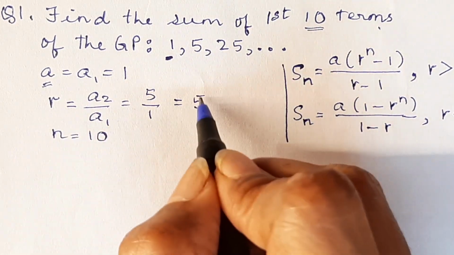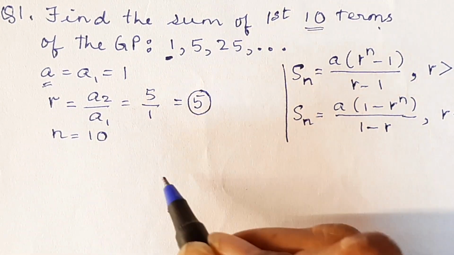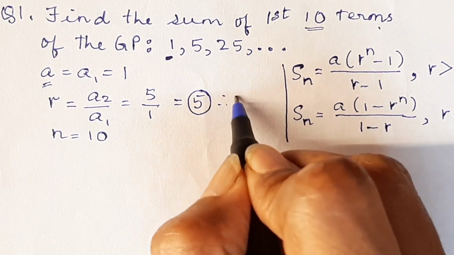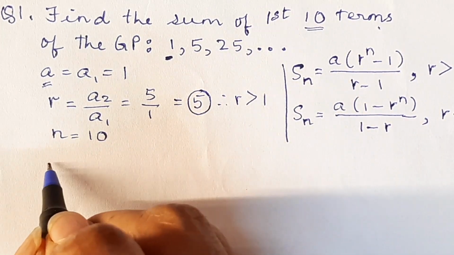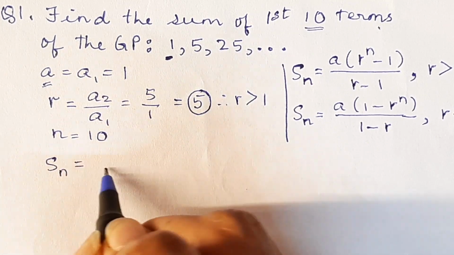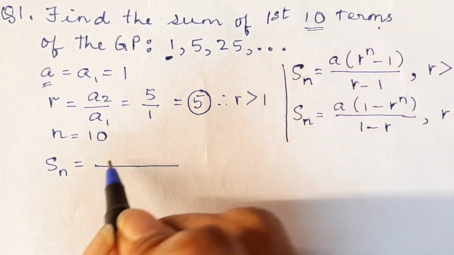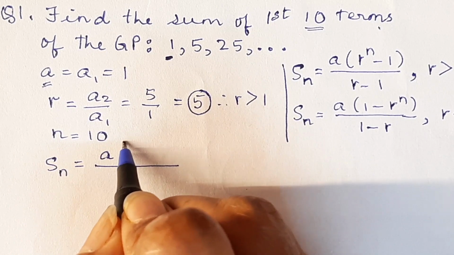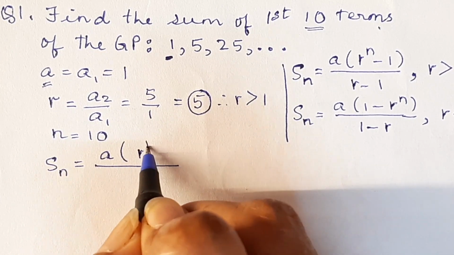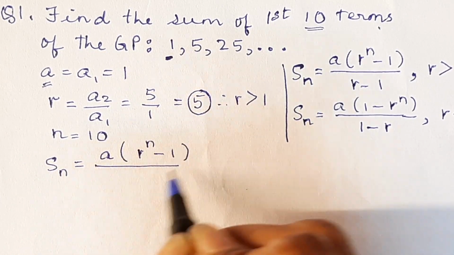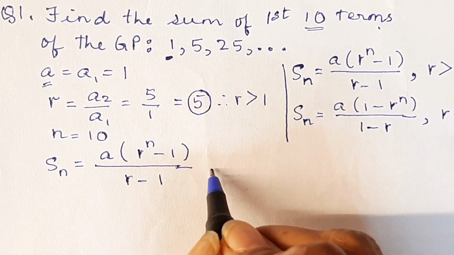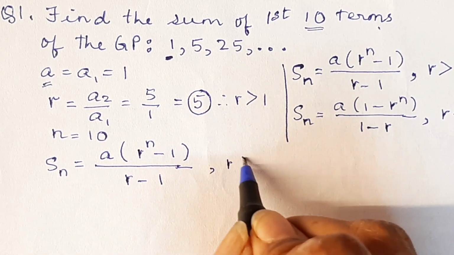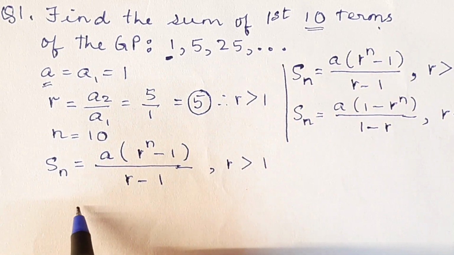Now in our question, r is 5. So we will say therefore r is greater than 1. And so we will use the formula Sn equal to this one. So let us write it. Sn equals a into r to the power n minus 1 upon r minus 1. And we also write because r is greater than 1.